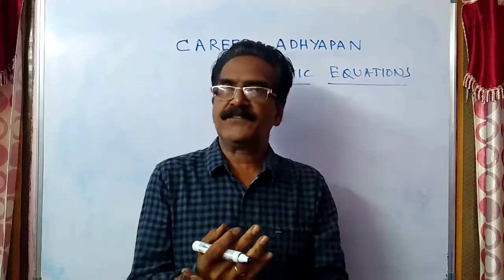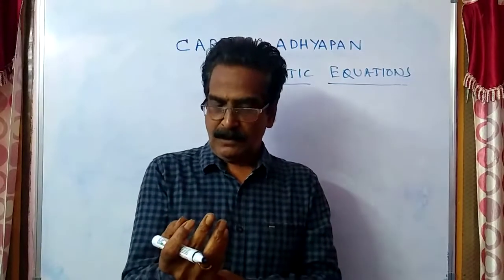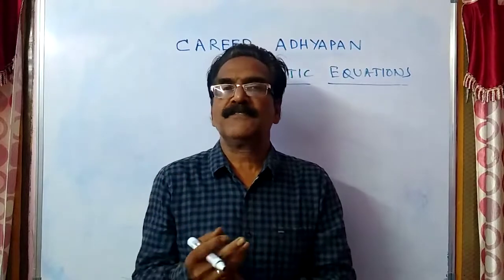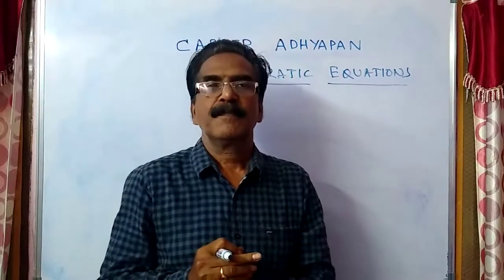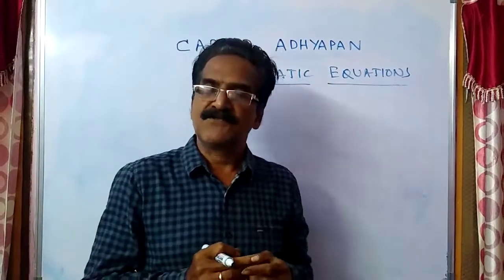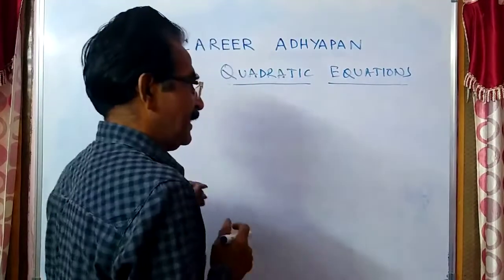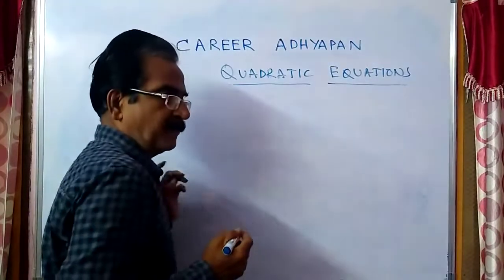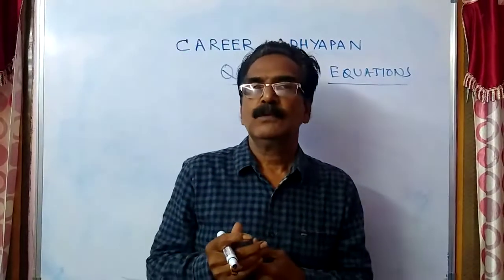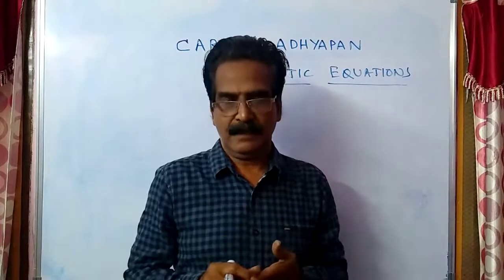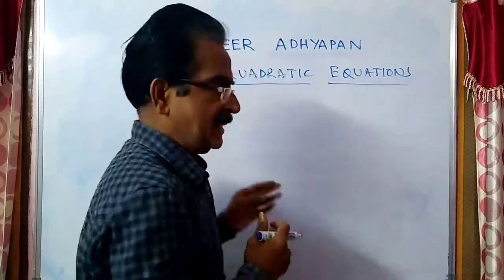So in our previous video, we discussed how to calculate the roots of a quadratic equation where the coefficient of x square was 1. Today, in this video, let us see what to do if the coefficient of x square is other than 1. Let us see this example.